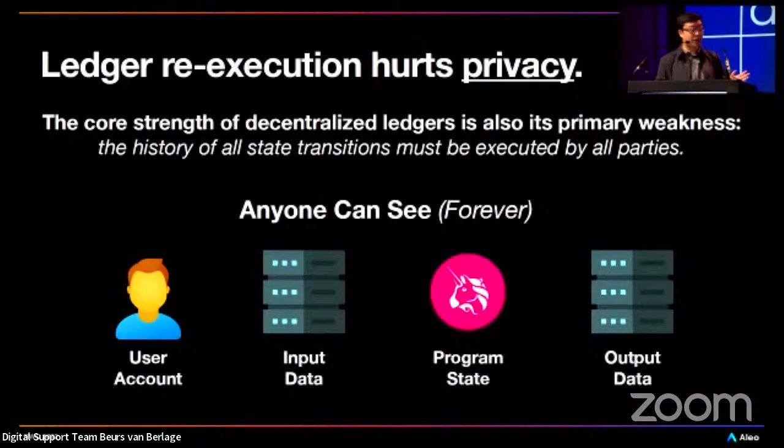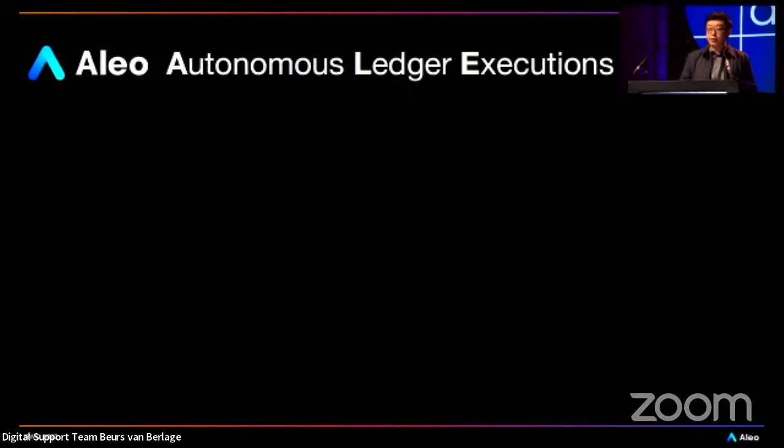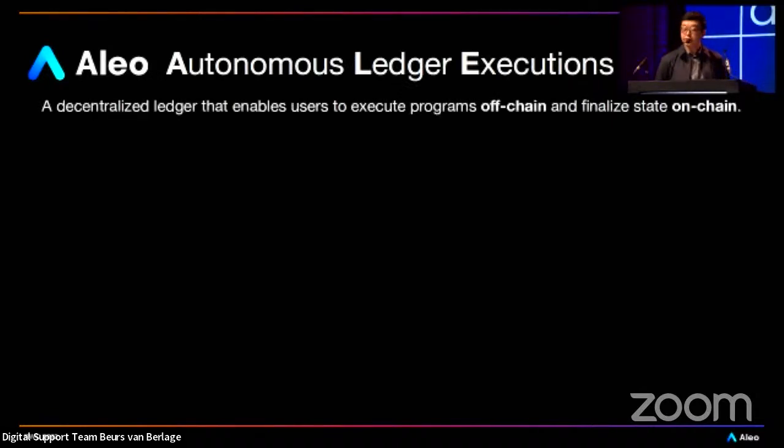So in this talk, we're going to address how we resolve these issues and focus primarily on how our system enables privacy for programs in our ledger. And so we present Aleo. Aleo stands for Autonomous Ledger Executions Off-Chain. Aleo is a decentralized ledger that enables users to execute programs off-chain and finalize state on-chain.